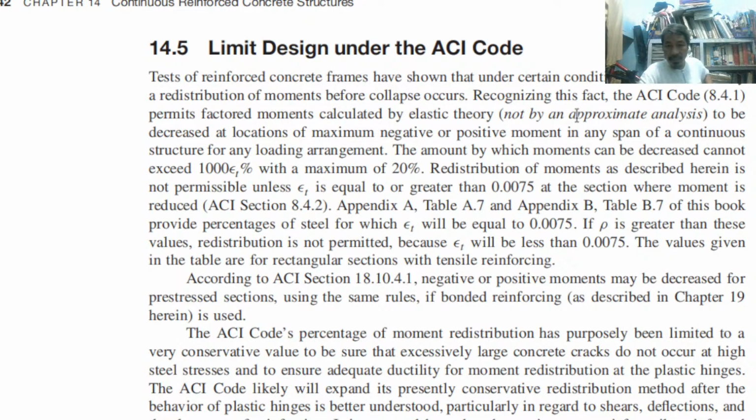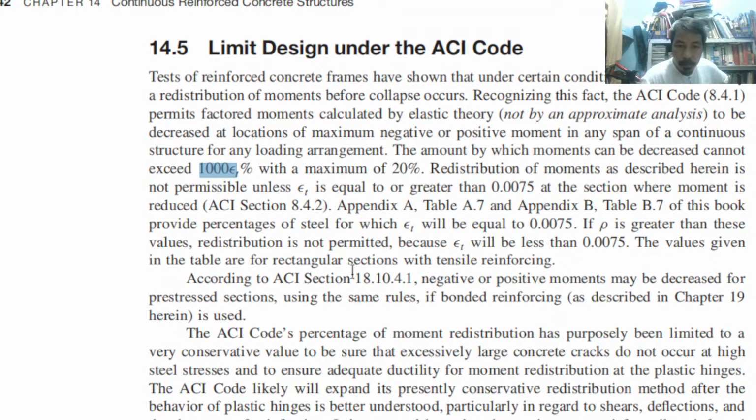elastic theory computation, to be decreased at locations of maximum negative or positive moment in any span of a continuous structure for any loading arrangement. The amount by which moments can be decreased cannot exceed this value, 1000 epsilon t, where epsilon is epsilon. 1000 times epsilon, meaning 10% with a maximum of 20%.